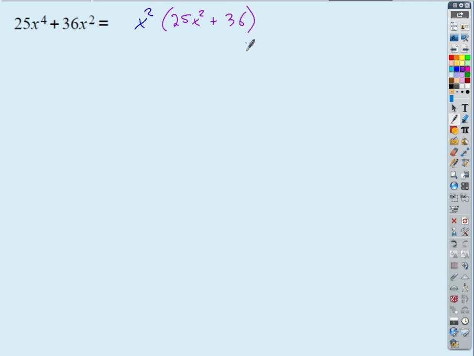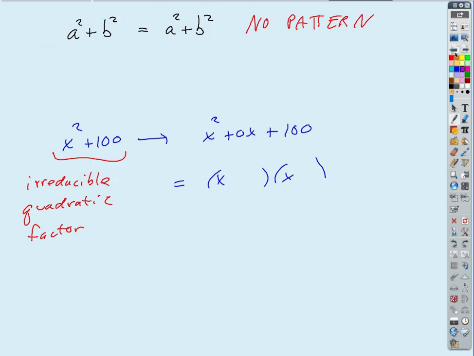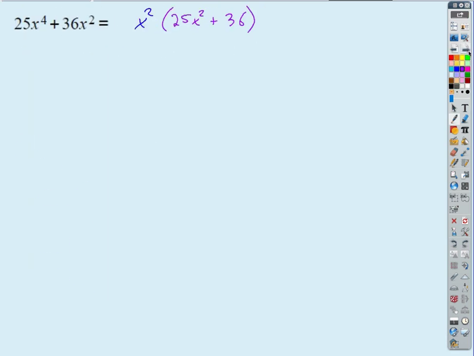Okay, now that looks like a sum of squares, doesn't it? I could think of that as the quantity 5x squared plus 6 squared, right? But does that give me anything? No, because remember, there's no factoring pattern for a sum of squares. So we're done. That's as far as we can go. This won't factor because it's got a plus sign between those squares instead of a minus sign. And so that's our answer. Can't go any further.